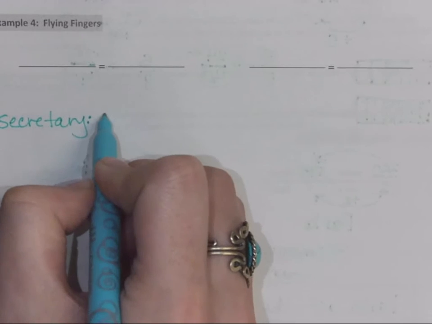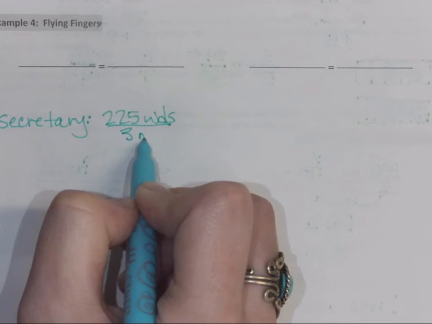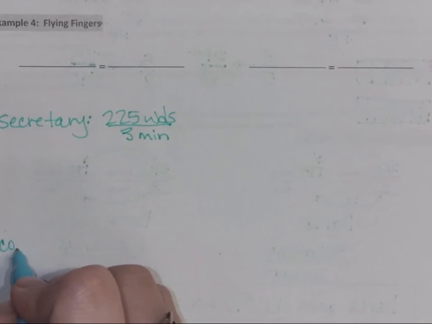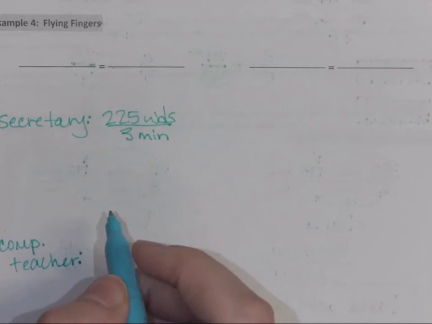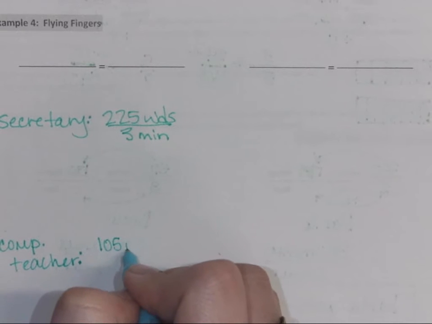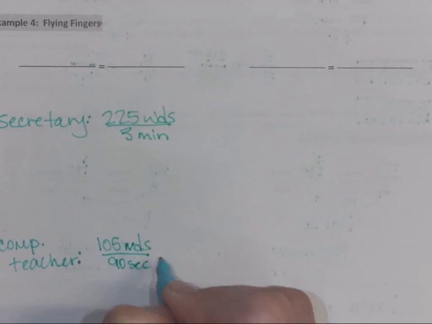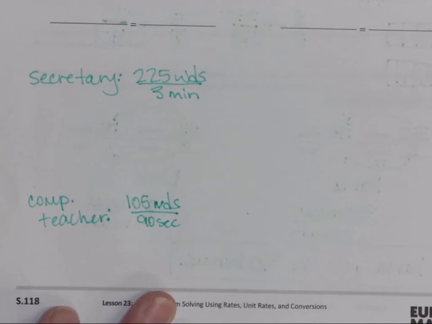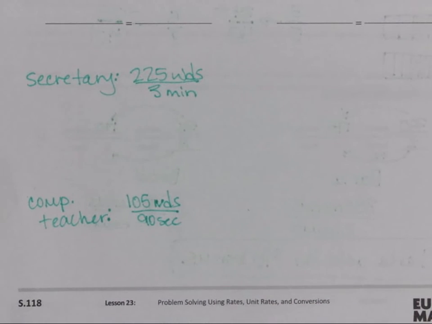Okay, so we have the secretary in the main office types 225 words in 3 minutes. The computer teacher types 105 words in 90 seconds. We need to find who types faster.